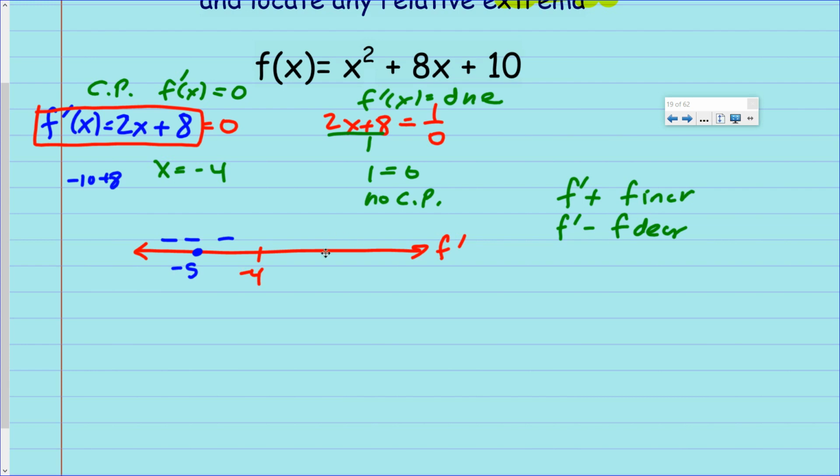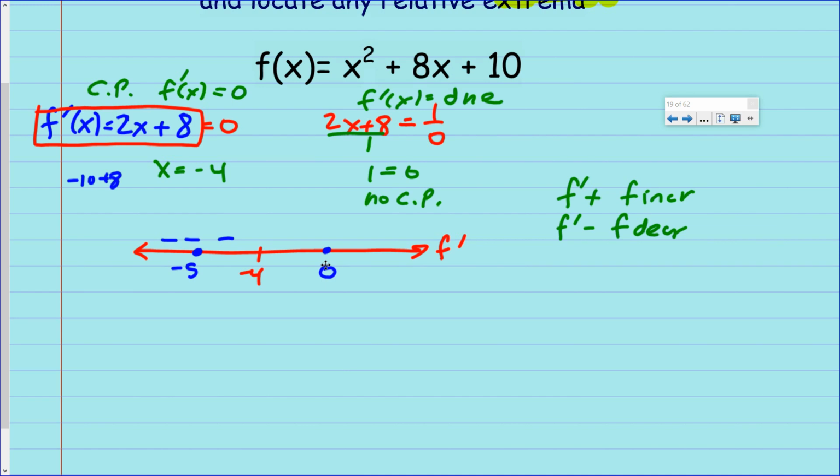Okay, I also need to find a number that's on this interval bigger than negative 4. So what's the number bigger than negative 4? You can choose any number. 0 is a great number. If you chose negative 3, that would have been a great number too. Okay, if I plug in 0 into f prime, make sure you're not plugging into f, right? This is an f prime number line.